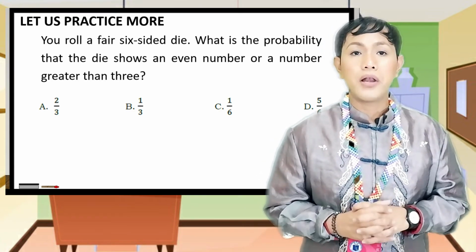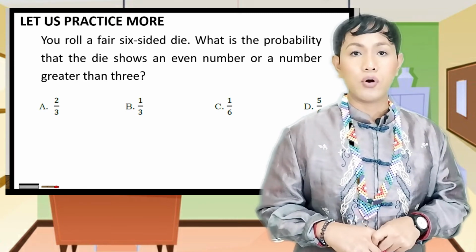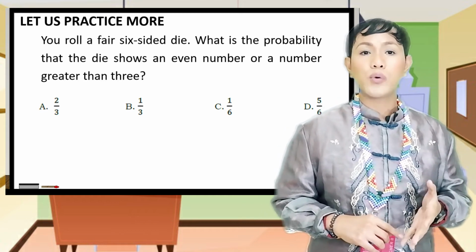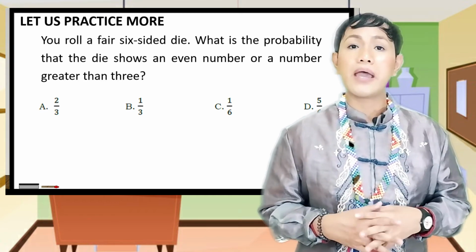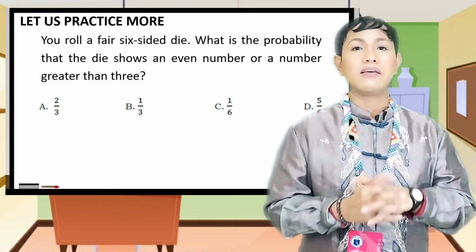So 3 plus 3 is equal to 6, minus 2 equals 4 over 6, which when reduced to its lowest term by a factor of 2, the answer would now be 2/3. Very good.